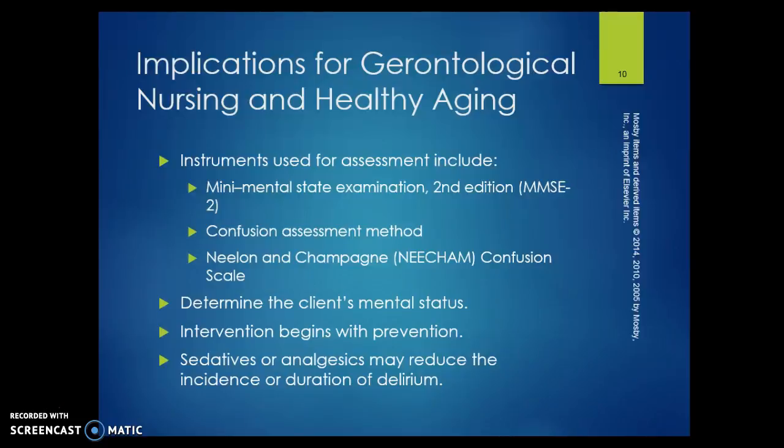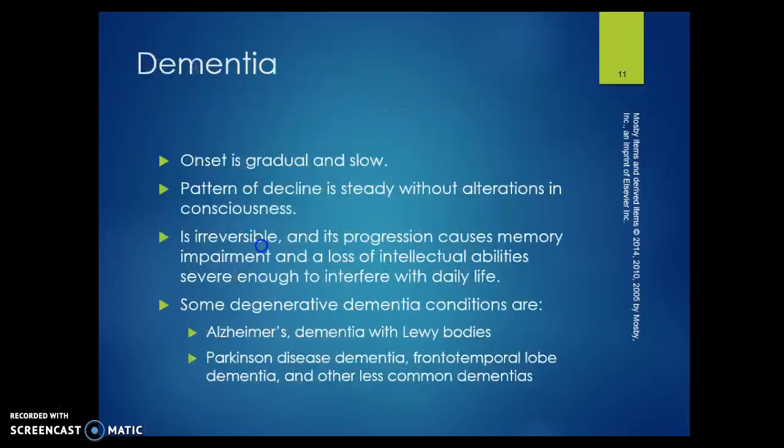Intervention begins with prevention, so we always go back to that. We definitely want to try to prevent any kind of cognition deficit if we can. Sedatives or analgesics may reduce the incidence or duration of the delirium. So that may be a little opposite of what you may have thought, but if we do that and don't allow the patient to really get this major confusion going on, and just kind of rest their body, we can actually help with the incidence of that.